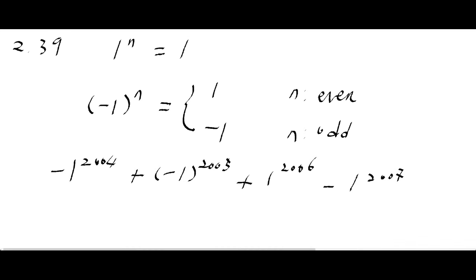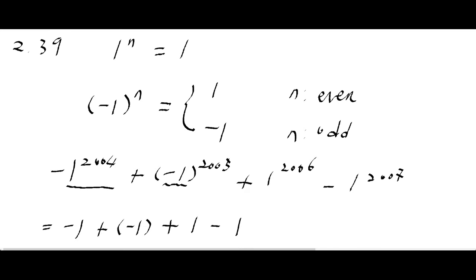2007, right? Okay, for the first one, you first evaluate 1 to the 2004. Always 1, I said, right? But there is a negative sign. For the second one, oh, the base is negative 1. Negative 1 to the odd power is always negative 1, right? For the third one, this one is always 1. For the last one, just 1, right?